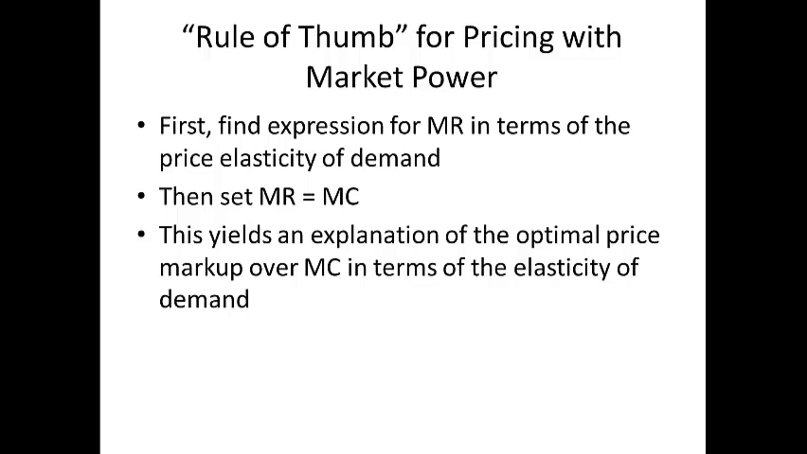The way we arrive at this, well, first we find an expression for marginal revenue in terms of the price elasticity of demand. Then we take this expression and set it equal to marginal cost. When we use that relationship, that will then yield an explanation of the optimal price markup over marginal cost in terms of the elasticity of demand.